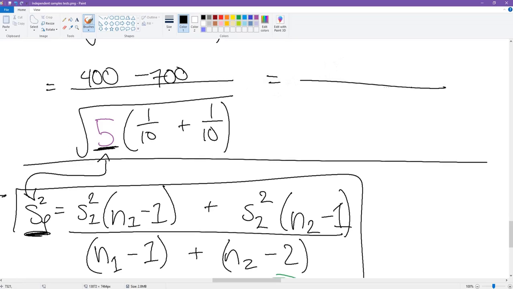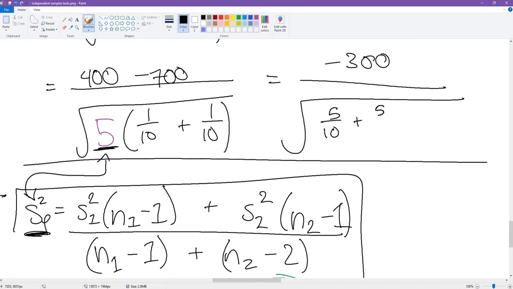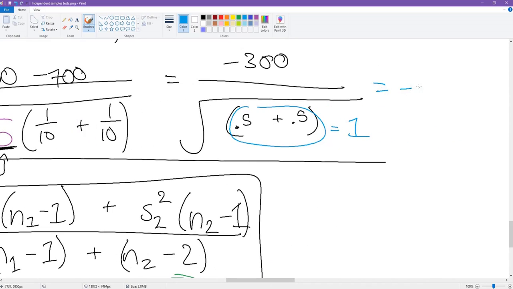I have 400 minus 700. That gets me negative 300. I have to square root at some point, but I'm going to take 5 over 10, and then go 5 over 10. That's how this works. You can do that sort of thing where you take 5 divided by 10, 5 divided by 10, and get your number. And so that is going to get me 0.5 plus 0.5. That sums up to 1. Square root of 1 is 1. And I have negative 300 divided by 1 as my t-value. That just equals negative 300.